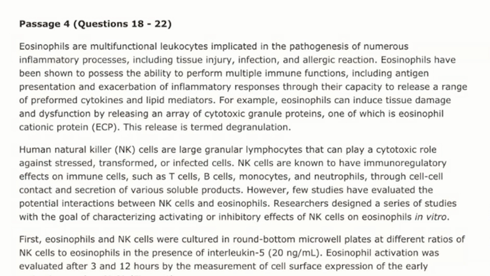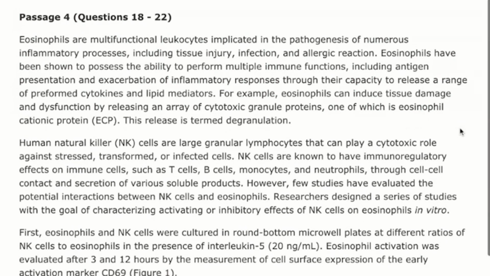So eosinophils, I don't know how to pronounce that. Eosinophils are multifunctional leukocytes implicated in the pathogenesis of numerous inflammatory processes, including tissue injury, infection, and allergic reactions. Eosinophils have been shown to possess the ability to perform multiple immune functions, including antigen presentation and exacerbation of inflammatory responses, through their capacity to release a range of preformed cytokines and lipid mediators. For example, eosinophils can induce tissue damage and dysfunction by releasing an array of cytotoxic granule proteins, one of which is eosinophil cationic protein, or ECP. This release is termed degranulation.